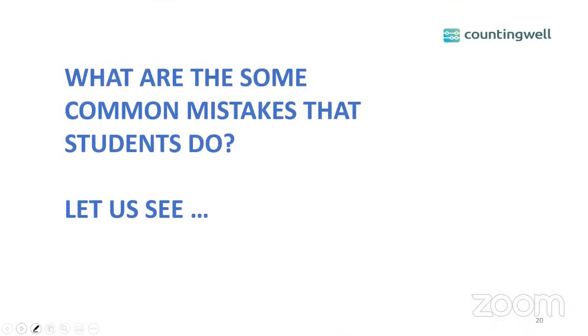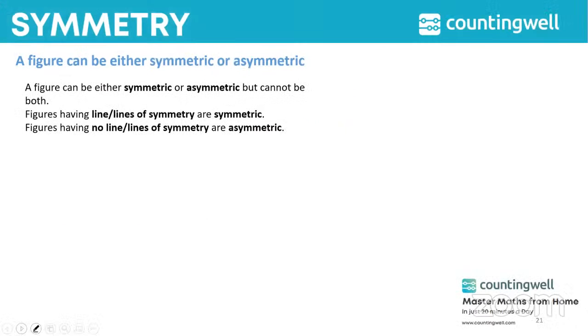Now let us see what are some common mistakes a student may make. First, a figure can be either symmetric or asymmetric but cannot be both. In this case, we are talking about a figure having a line of symmetry or not. If the figure has a line of symmetry, it is symmetric, no matter whether it has one line of symmetry, two lines of symmetry, or three. And it is said to be asymmetric if it cannot have any line of symmetry.